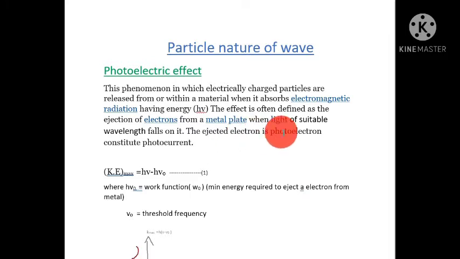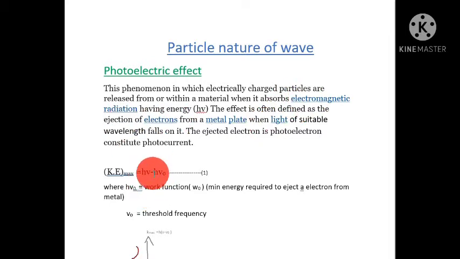This electron constitutes some current. This current is called photocurrent and this ejected electron is called photoelectron. These photoelectrons move with some energy which is given by h mu minus h mu naught. This h mu naught is called the work function and this h mu is the energy of the incident electromagnetic radiation.